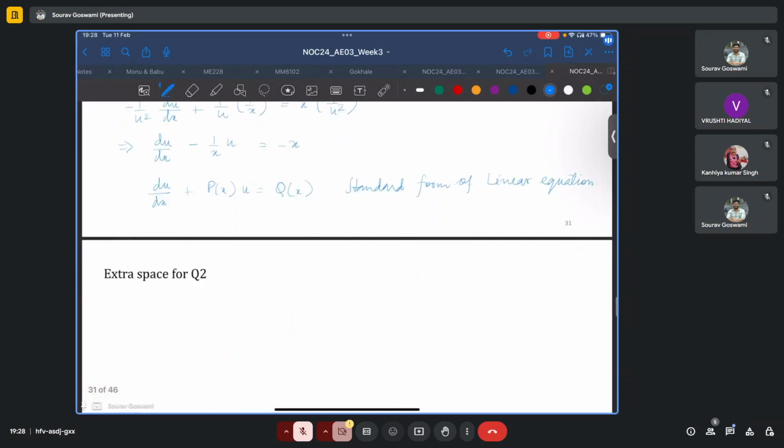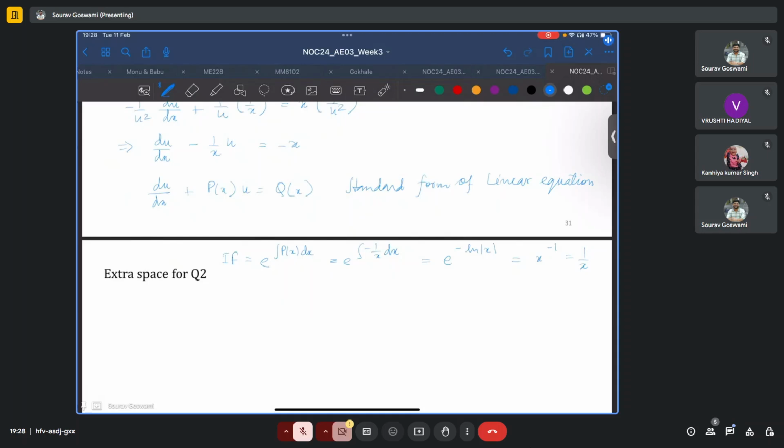Once this is done, we know how to solve it further. We find the integrating factor, which is nothing but e power integral P(x) dx. Here P is minus 1 by x, and we know that the integral of 1 by x dx is ln x. This is e power minus ln of mod x, and this simply equals x power minus 1, or 1 by x.